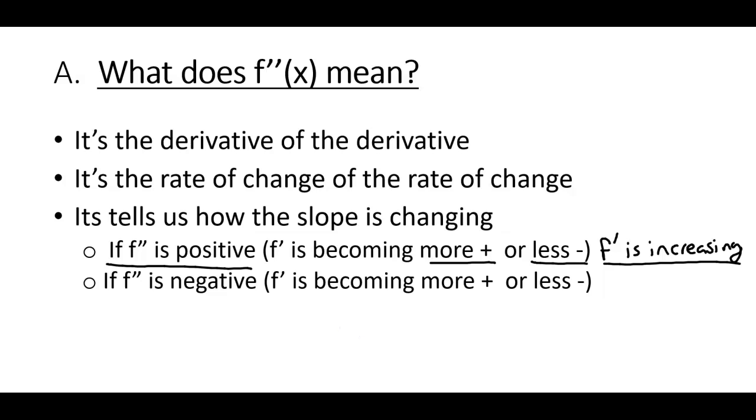And if f double prime is negative, that means that f prime is decreasing. And if f prime is decreasing, that means that f prime is becoming less positive. That's one way you could be decreasing. Or you could be becoming more negative.